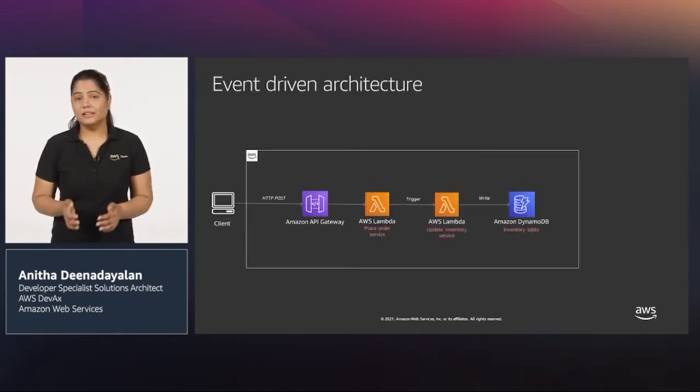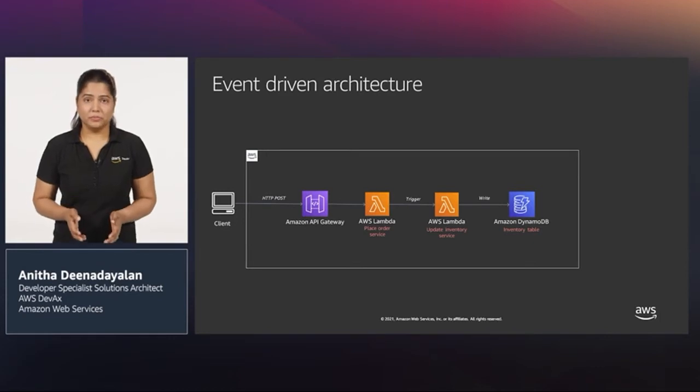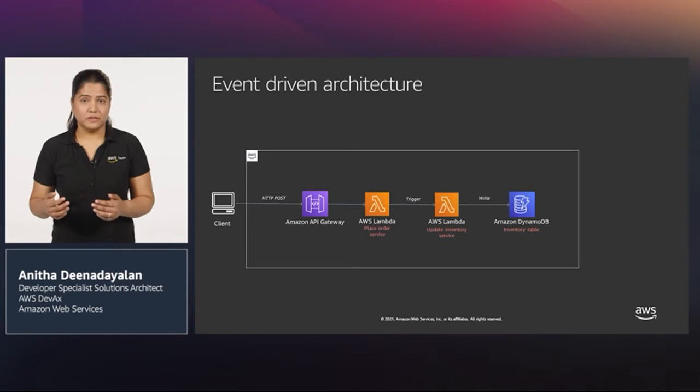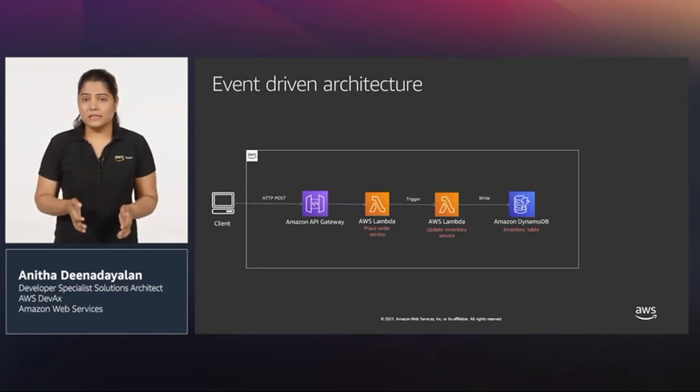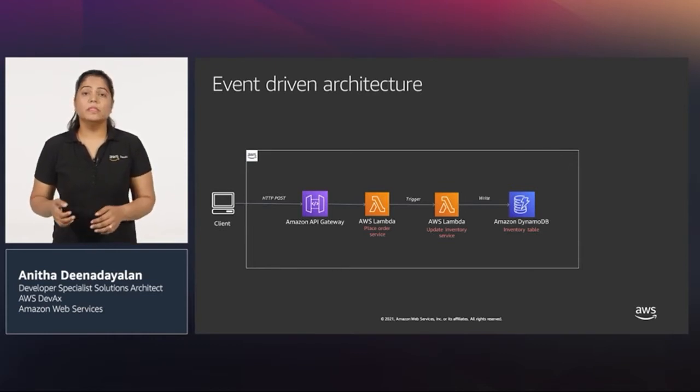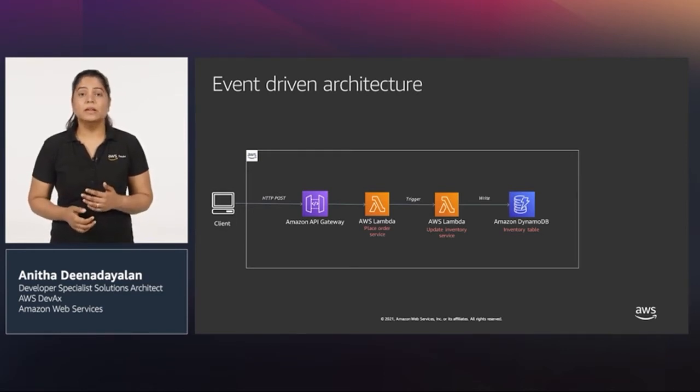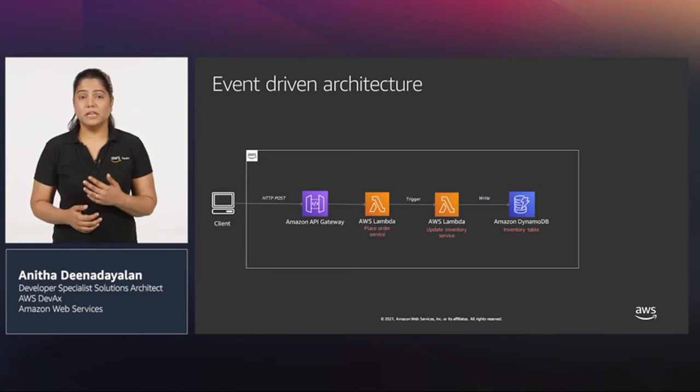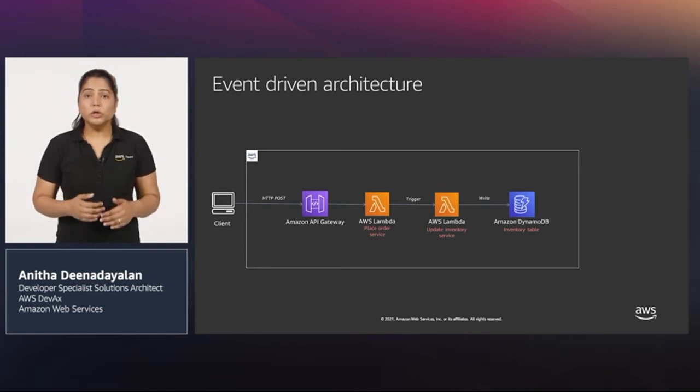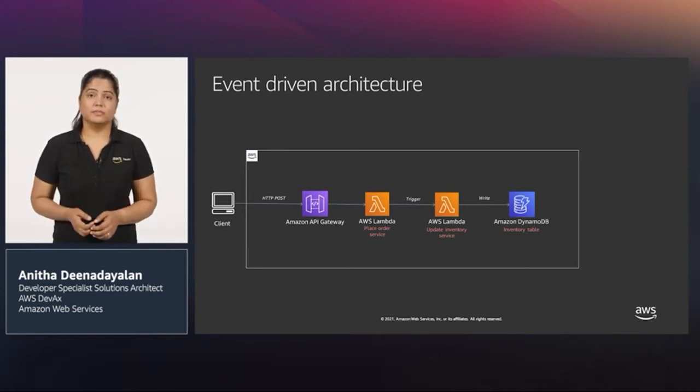So, this is the architecture of the application that we are going to create today. There are two microservices here, place order service and update inventory service. When the client sends a request to the API gateway, the place order service gets called, which triggers the update inventory service. The update inventory service will decrement the stock in the DynamoDB database. This is a serverless microservices application architecture. I'll be showing you how this can be created using AWS CDK using C#.NET.